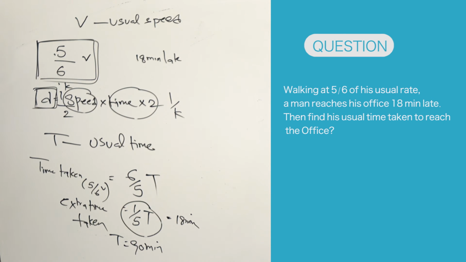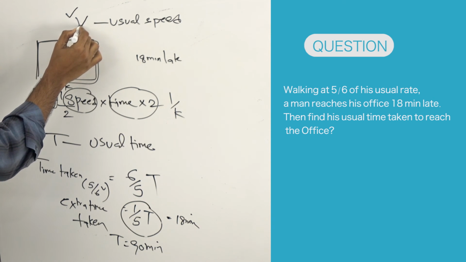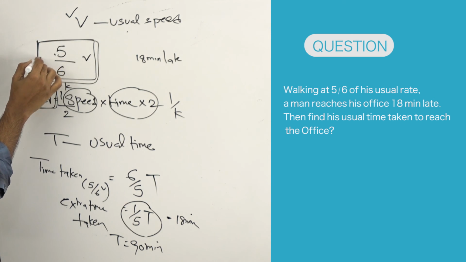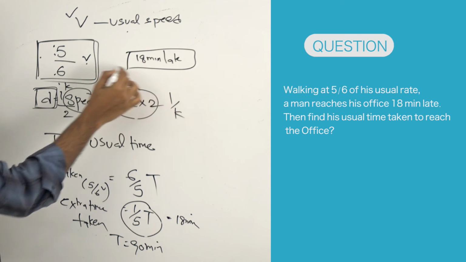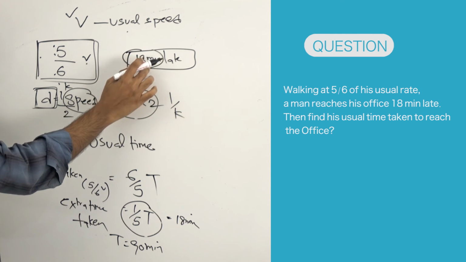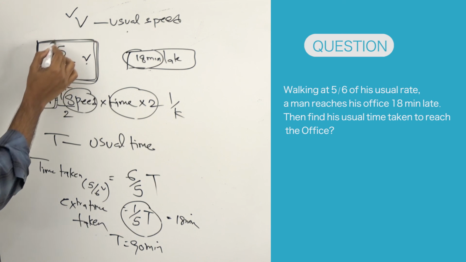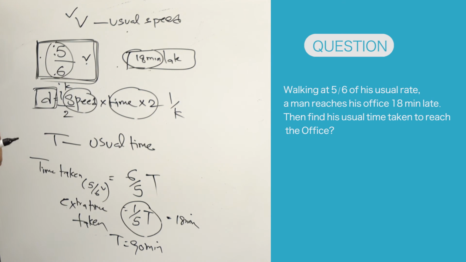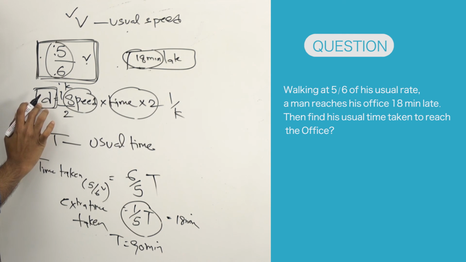I'll explain it once again. We are not using any formula or any concept over here. Just using common sense, we are able to answer it. A person is traveling generally at usual speed of v to go to his office, but on a particular day he went at 5/6 of his usual speed and he became late by 18 minutes. When the speed is changed by factor 5/6, time should change to 6/5 of usual time. That's what I have written because distance is constant.